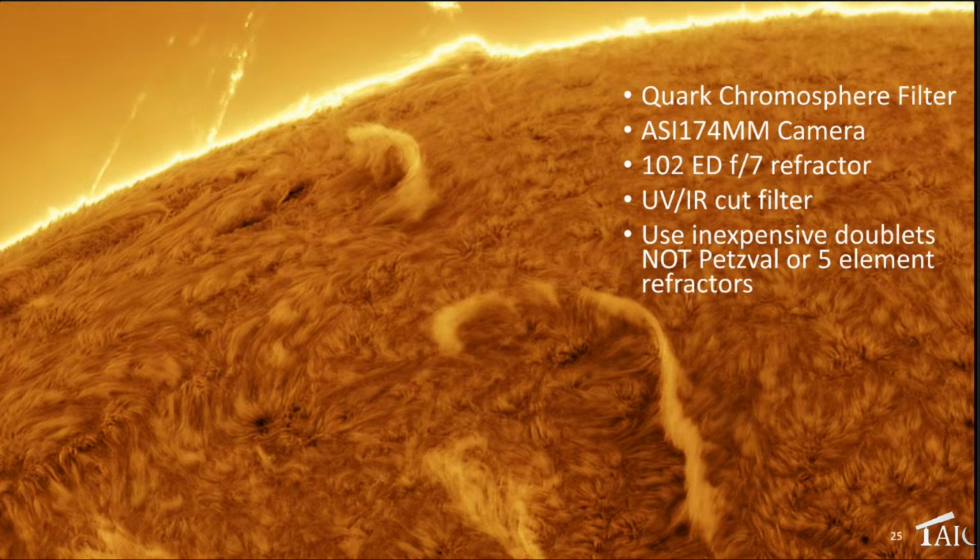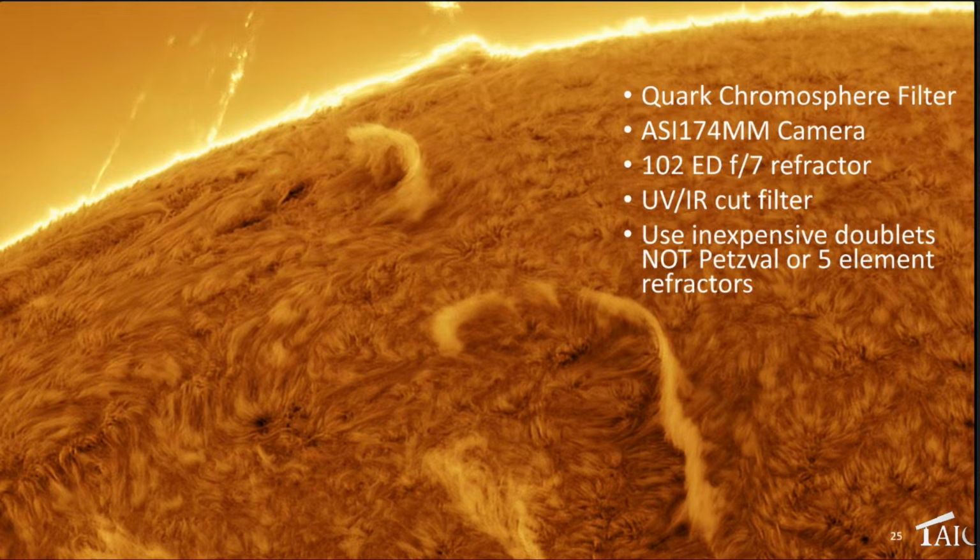You want an f7 refractor because that works best with a Quark. And what's really important is you really shouldn't use anything like a Red Cat 51, Red Cat 71, or any of those ASCAR 5-element refractors. Because if you don't have an ERF at the front end of your refractor, all that energy is going to be bouncing around through the 4 and 5-element refractors. So no fancy refractors. You want an inexpensive doublet for Quarks.